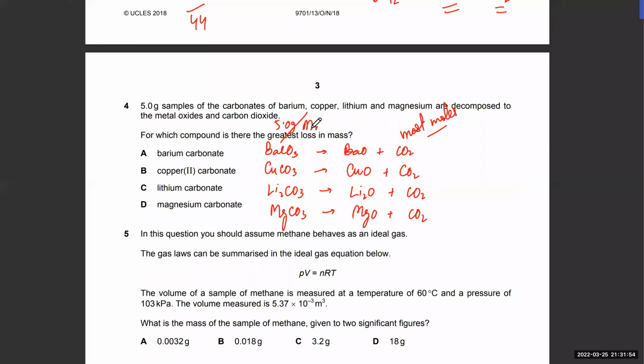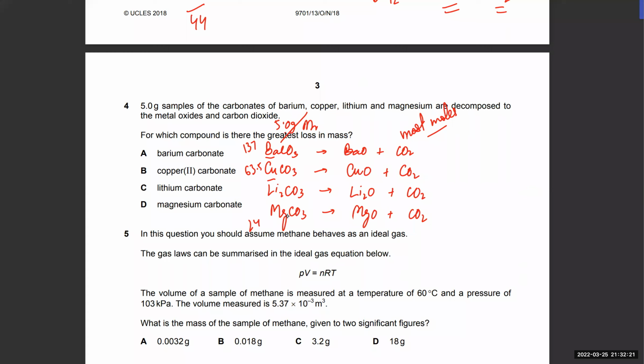Small. Small. So that means its moles will be greater. If its moles are greater, then carbon dioxide moles would also be greater as well, right? By default. So the Mr small. Barium is 137. Copper, I think, is 63.5. But I'm not even going to calculate the amount of CO3. That's always the same. Magnesium is 24.